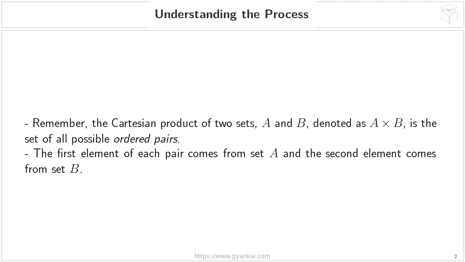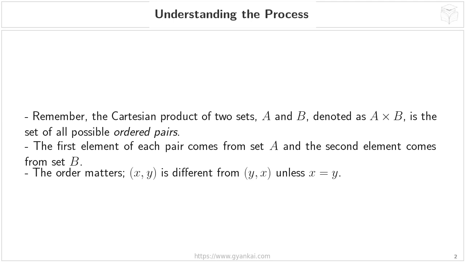And what it results in is a set containing pairs of elements. But these aren't just any pairs, they are ordered pairs. The next point elaborates on this. The first element of each pair comes from set A, and the second element comes from set B. So, think of it like this. You're taking one item from set A and combining it with one item from set B to create a pair. The first position in the pair is always filled by something from A, and the second position is always filled by something from B.